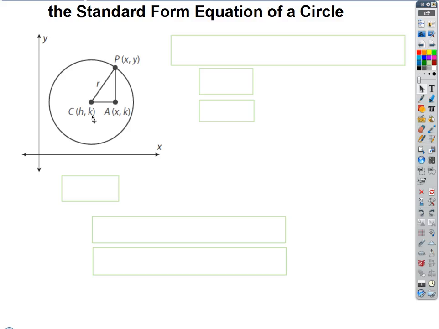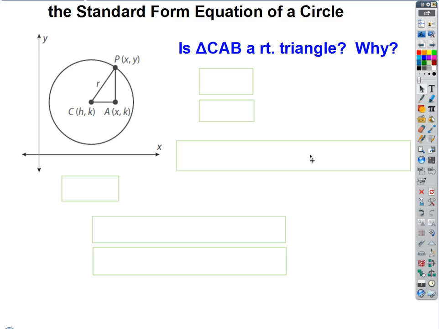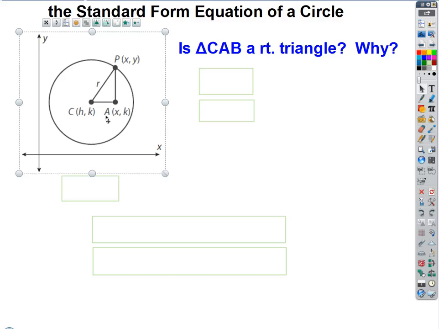Let's take two other points. Let's take a point A and a point P here. What kind of triangle is that? How come? Study that for a second. Tell me why maybe that's a right triangle. I'll make that bigger.